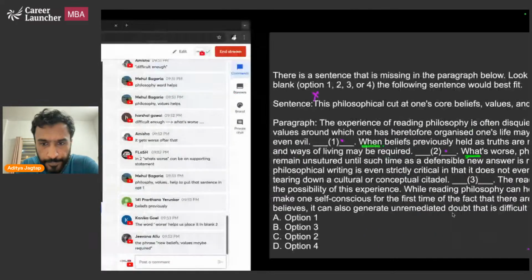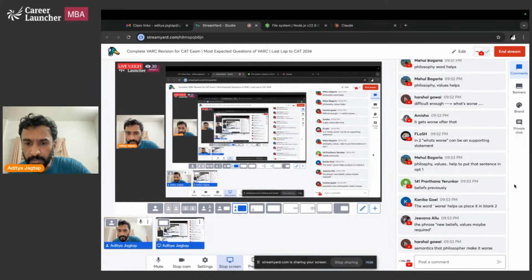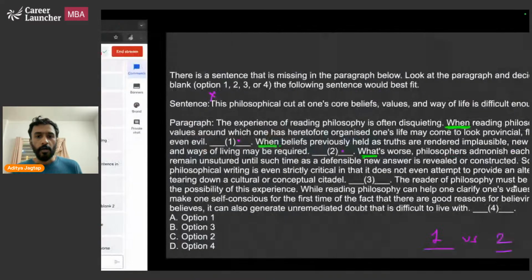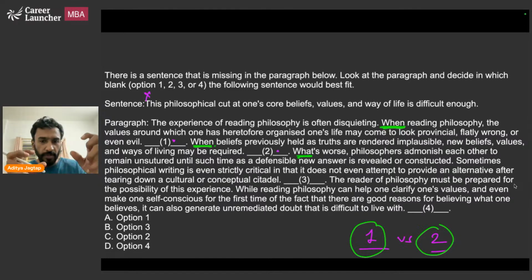Semantics that the philosopher makes. The phrase new beliefs, values may be required. The word words. Okay, so we have a few clues. One is that it could be placed here. What I wanted all of you to learn to do with this is that in the exam you're going to get a situation where you have to compare between two decisions. We know these are definitely not choices that we would make. Between these two, what evidence do we have?